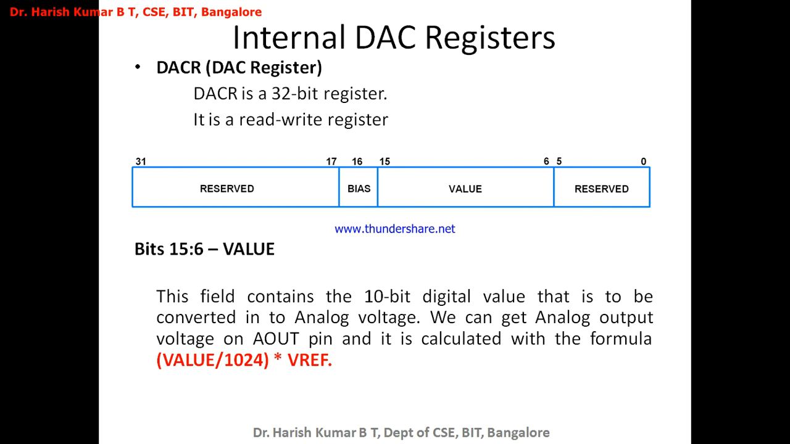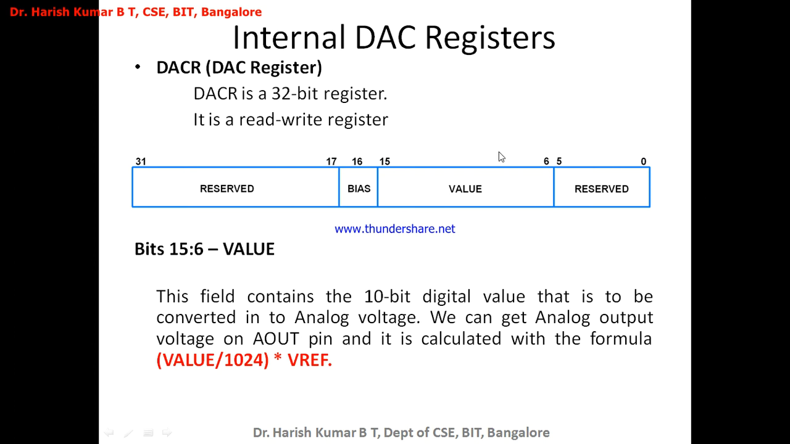Now, what is the internal DAC register? This register is very important. So the DAC which is found inside LPC2148 has a register called DACR. Now what is DACR? DAC is digital to analog converter, and the register's name itself is DAC register, DACR. And how many bits is it? It is a 32-bit register, and it is a read-write register. This particular register can be read, and you can also write to it. And where is this register found? This register is found inside the 10-bit internal DAC, which is found inside the LPC2148.